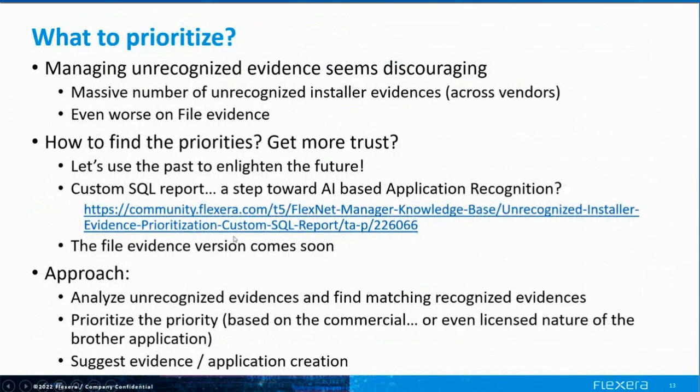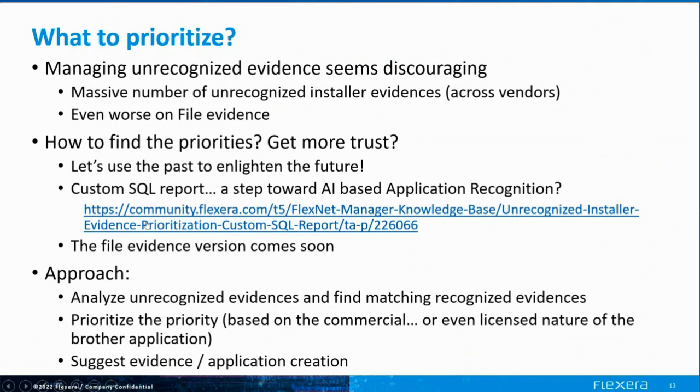Okay, and I will go a little bit over the next 6 minutes. Managing unrecognized evidence can be discouraging. I showed you on the non-vendors, but now let's imagine you have 50 vendors, or you would like FlexNet to better recognize the application for all vendors that are already in the library. The issue is that you could have a massive number of unrecognized evidences across vendors. For the file evidence, it's even worse, of course. This could be millions. So how do we find the priorities, how do we get more trust? Because in the end, this is really a matter of trust.